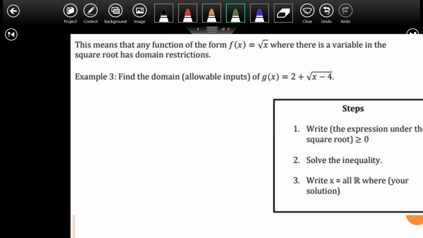Now for our function here, we're given g of x, so I'm going to rewrite it. G of x is equal to 2 plus the square root of x minus 4. And we're just going to follow the steps for these. Write the expression underneath the square root must be greater than or equal to 0. So underneath the square root happens to be x minus 4. So I'm going to say x minus 4 must be greater than or equal to 0. That must be true. If it's anything less than 0, it's negative, which can't be done.